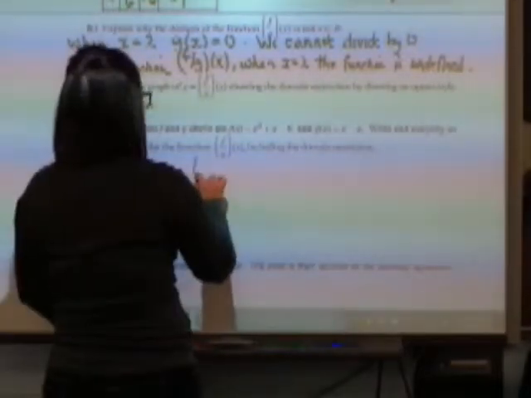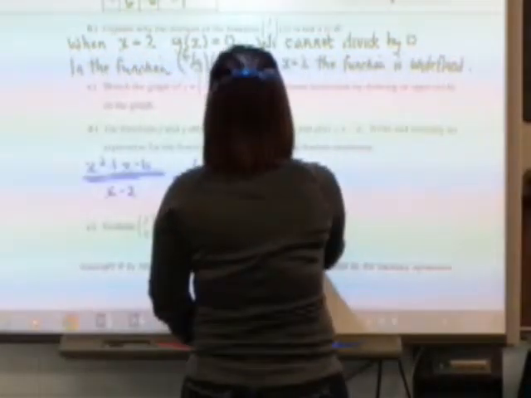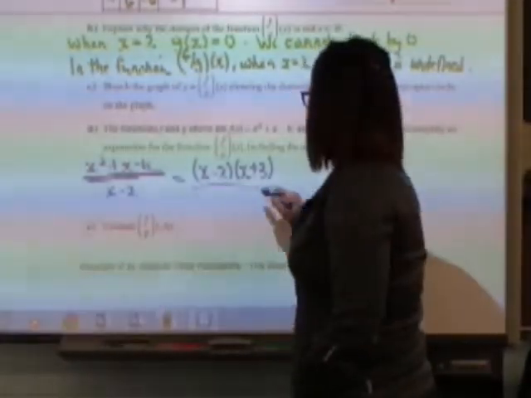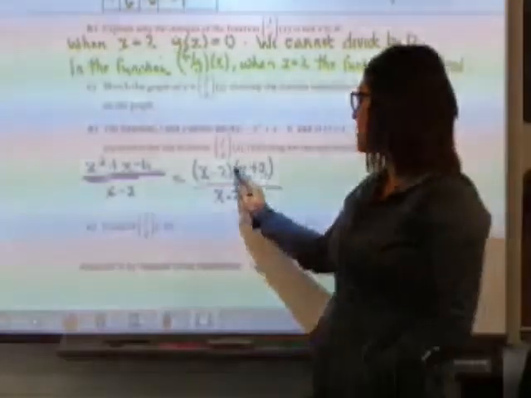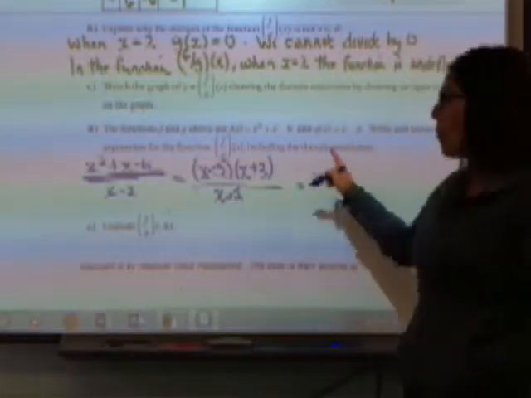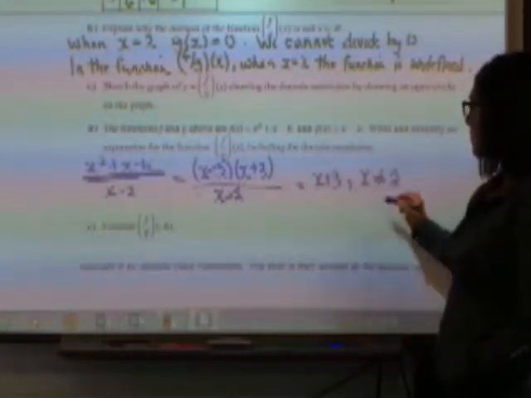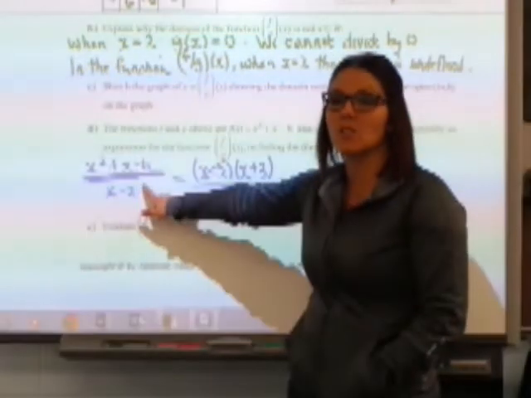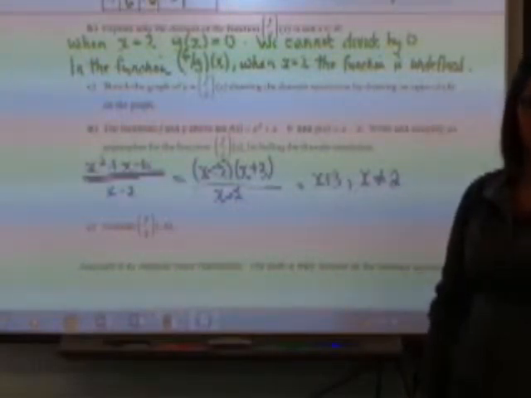Probably x minus 2 times x plus 3. Two numbers that multiply to negative 6 and add to positive 1. So now I can cross out the common factors of x minus 2, which leaves me with x plus 3. But I have this domain restriction in that x cannot be equal to 2, because when x is equal to 2, the bottom is equal to 0. So I have that in for my domain restriction.